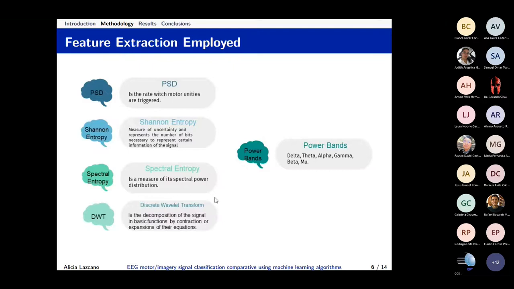Then the wavelet transform, which is the decomposition of the signal into basic functions by contraction and expansion of their equation, and the power bands. These will allow us to distinguish between motor imagery and the different proposed classes.